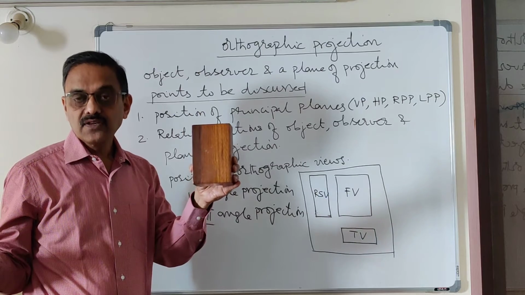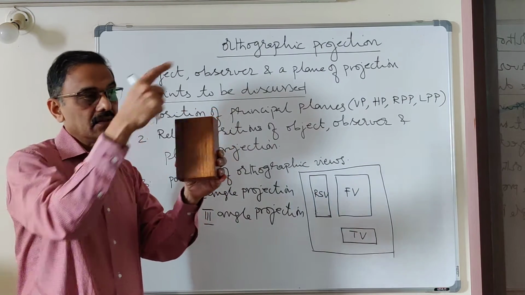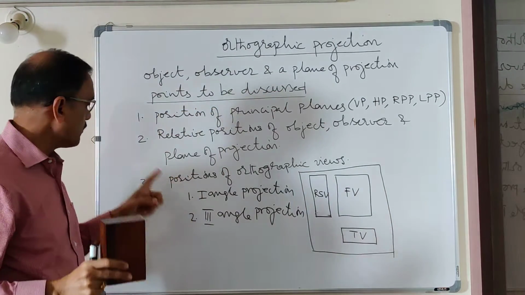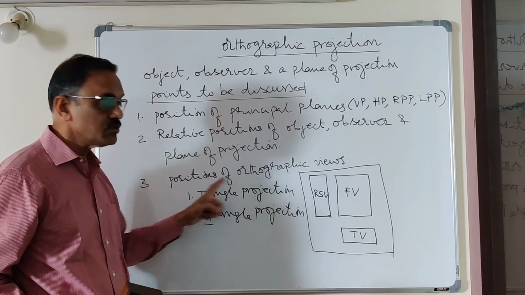How did I fix the relative positions? I made sure that the object is in between the observer and the plane. So that is about the second point. What's the third point? How do you get the orthographic views?